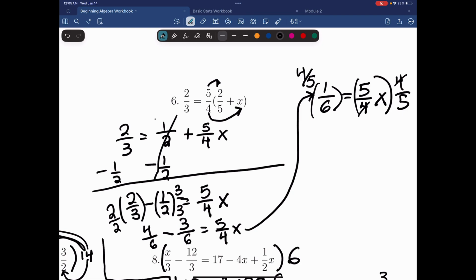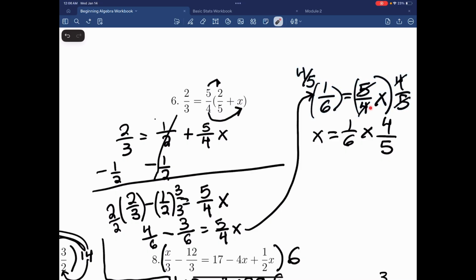So what happens? These 4's cancel, these 5's cancel, and you're just left with x equals 1/6 times 4/5. Notice you get the same thing. So you can use whatever method you'd like. Both methods get you to the same answer because we're essentially doing the same thing. Some people prefer just to multiply this whole equation by the reciprocal of the fraction that's being multiplied by x. Some people just like to divide both sides by 5/4 and end up flipping the fraction, but notice we end up getting the same thing regardless. So let's do this.